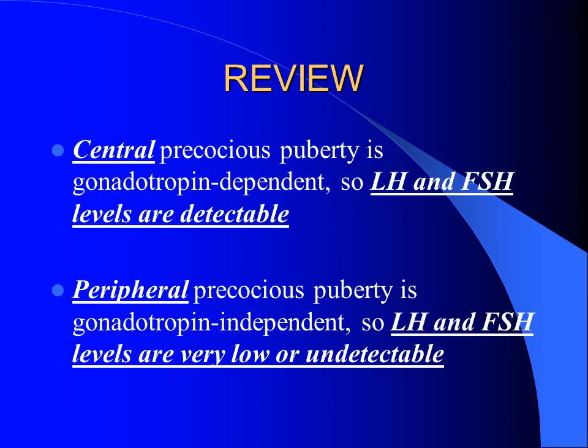Review. Central precocious puberty is gonadotropin dependent, so LH and FSH levels are detectable. Peripheral precocious puberty is gonadotropin independent, so LH and FSH levels are very low or undetectable.